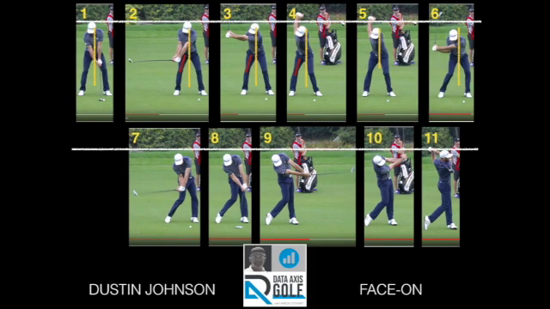Now, here's the cool thing. If you look from 4, you can see he's up at the top there, in great position. But in 5 is that first move back. The club doesn't move a whole lot, but look at his belt buckle. You can really see that weight has now shifted.